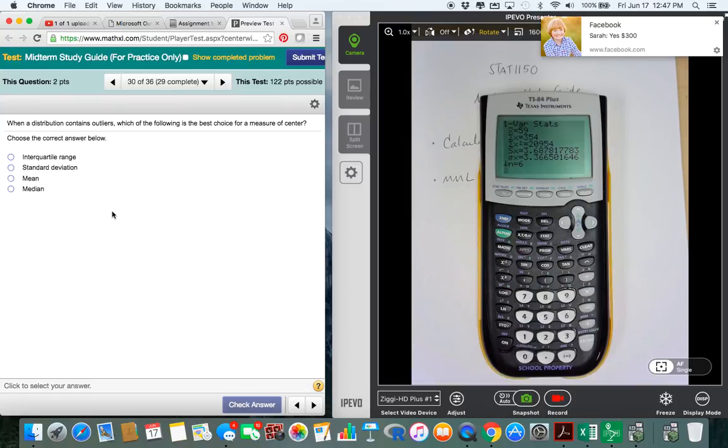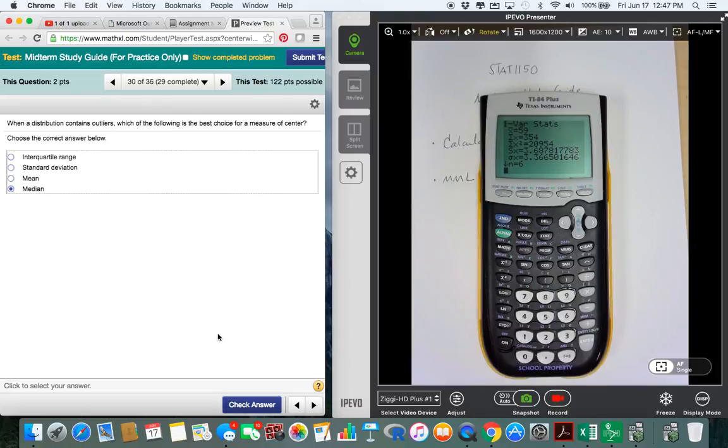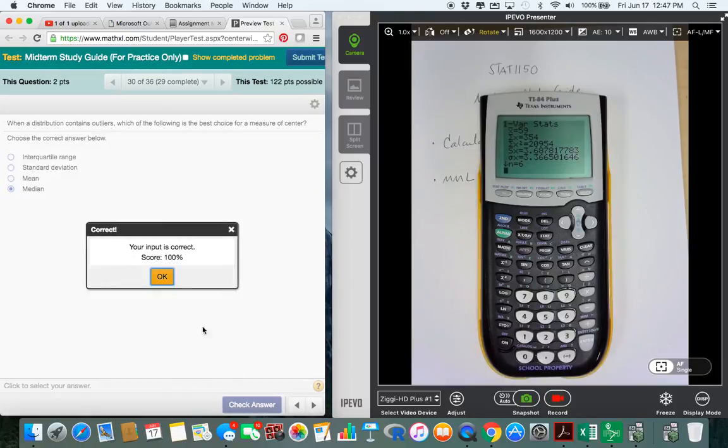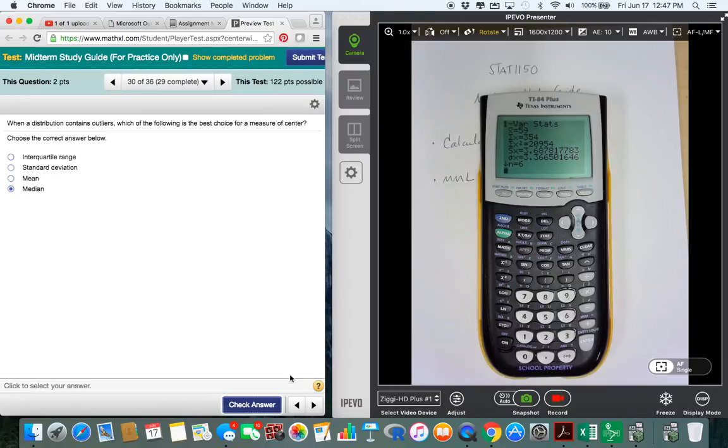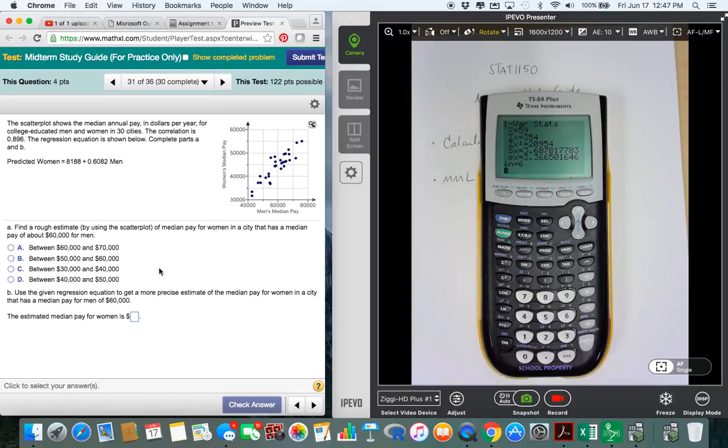When a distribution contains outliers, what's the best measure of center? Well, we just talked about that. It's the median because it's the most stable. And again, I put up about a 30-minute video just on that very topic.